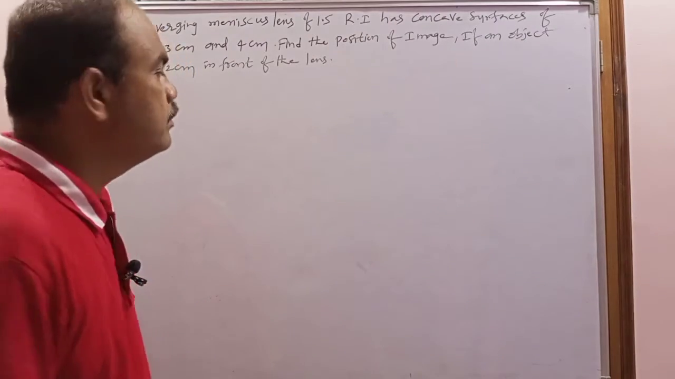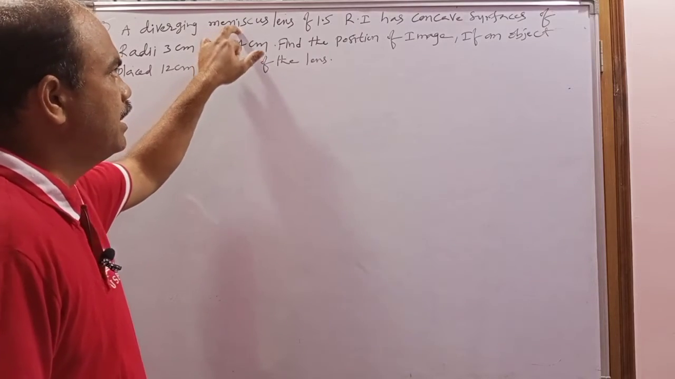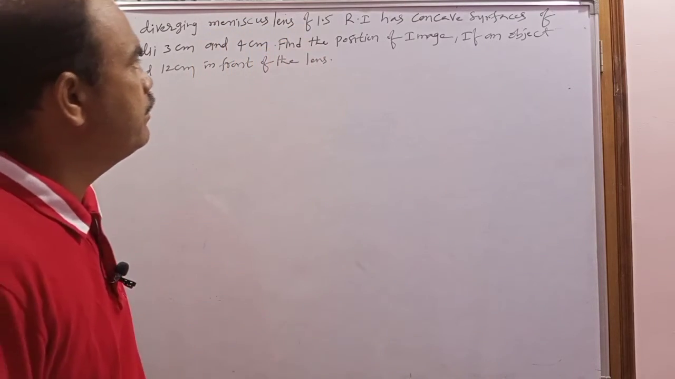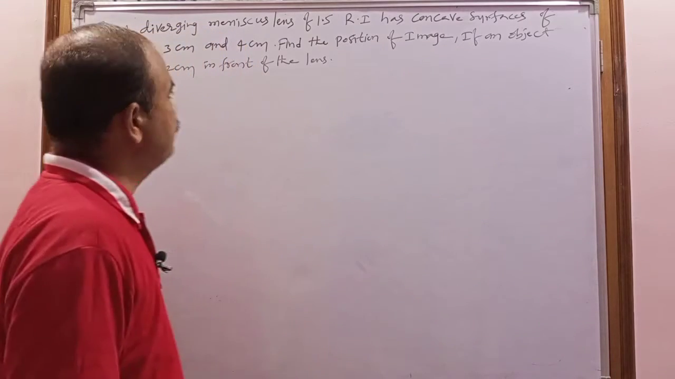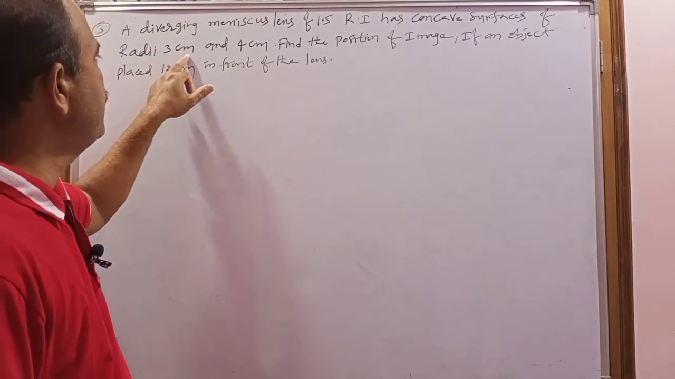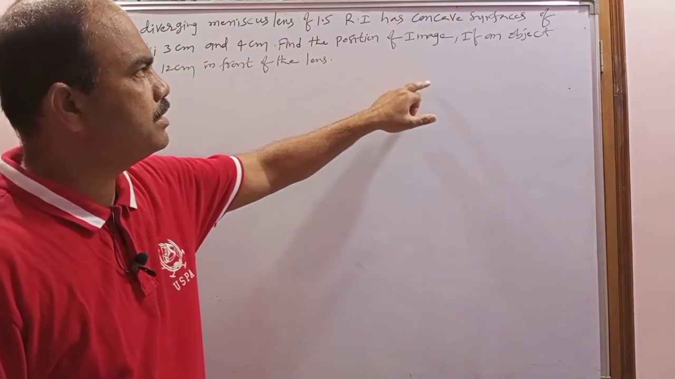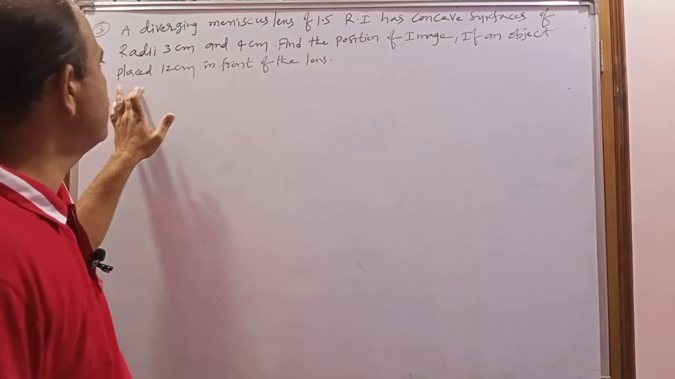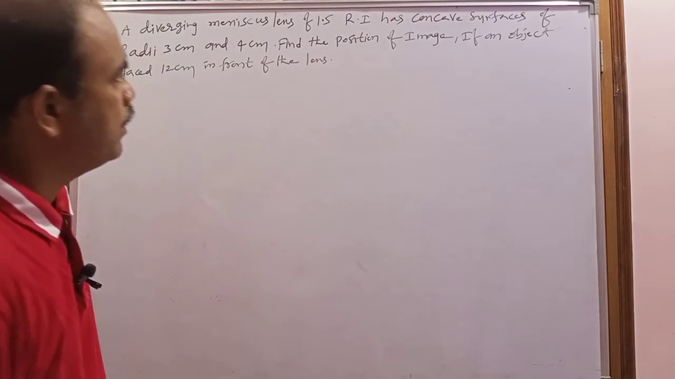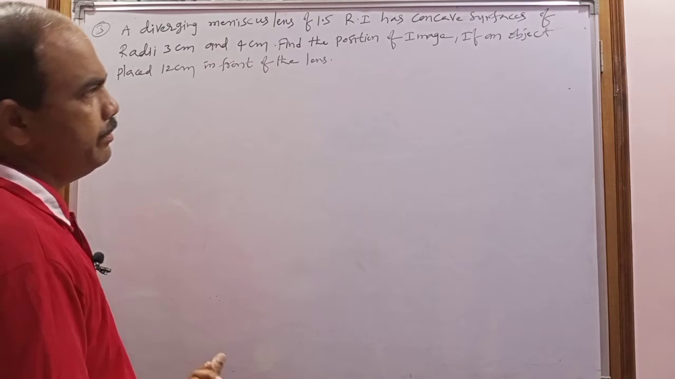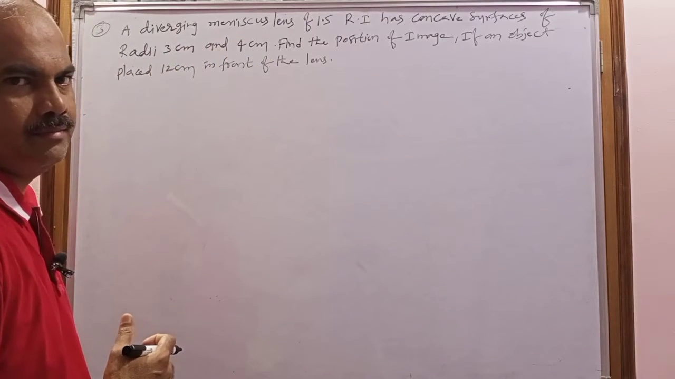So the third problem. The third problem is a diverging meniscus lens of 1.5 refractive index has concave surfaces of radii 3 cm and 4 cm. Find the position of the image if an object is placed 12 cm in front of the lens. So in the problem, which type of lens is given? A diverging meniscus lens.